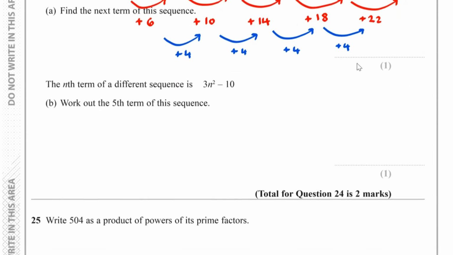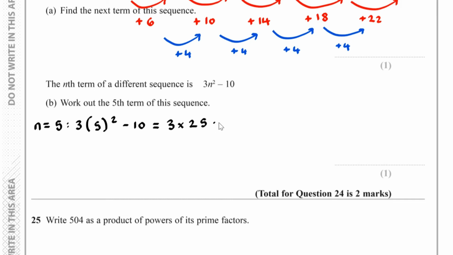Next, the nth term of a different sequence is 3n squared minus 10. We have to work out the fifth term. Well, the fifth term is given by n equals 5. So I've got 3 times by 5 squared minus 10. So I get 3 times by 25 minus 10. And it turns out here we get 65. 75 minus 10 is 65.